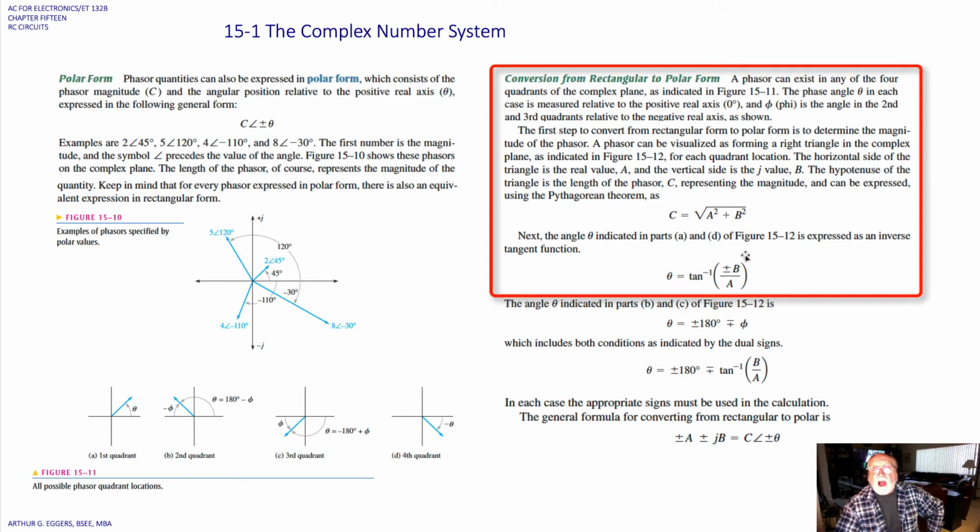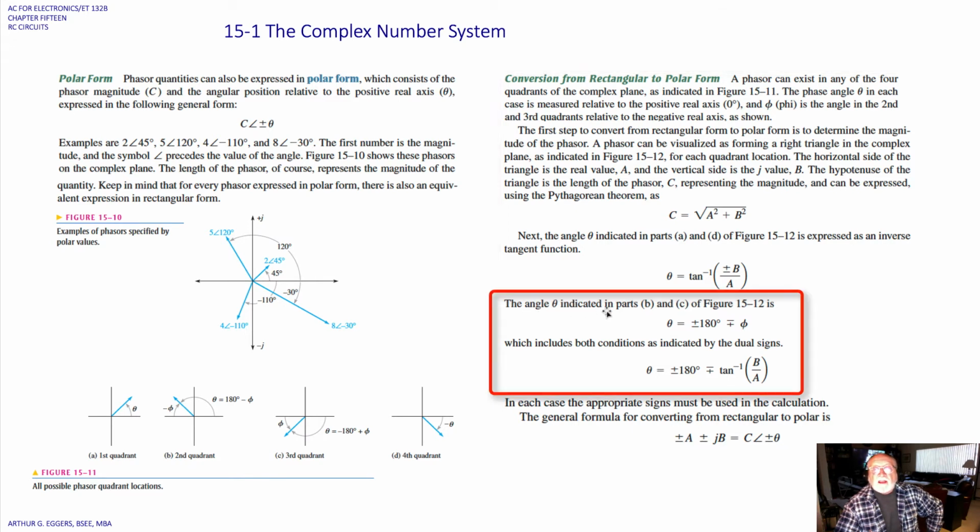So we're taking the ratio B over A, plus or minus B over A. We take the inverse tangent. What we get back is, in fact, the angle. The angle theta indicated in parts B and C of Figure 15.12 then is theta equal to plus or minus 180 degrees minus plus the angle phi, which includes both conditions as indicated by the dual signs. Okay, so we have that representation, plus minus, minus plus, in this case the inverse tangent of B over A.